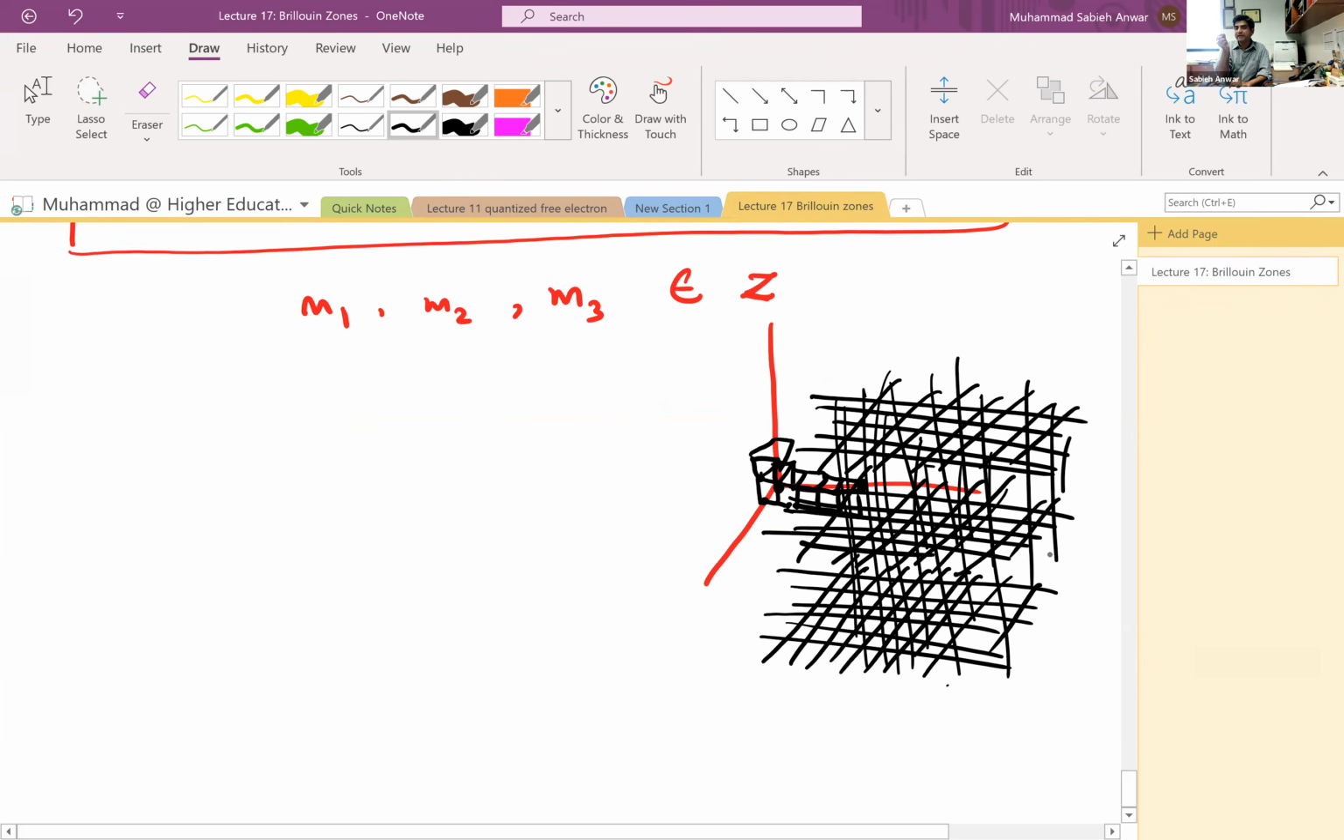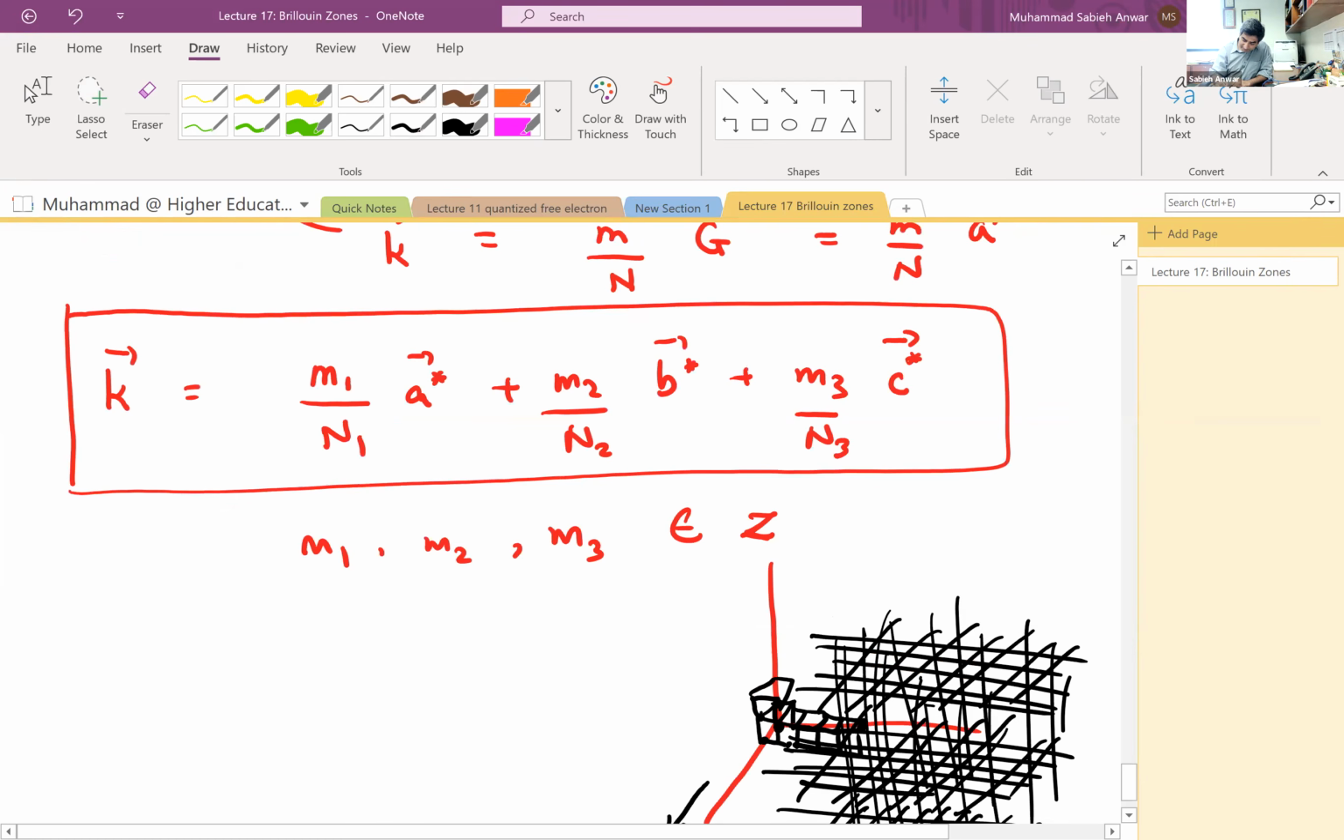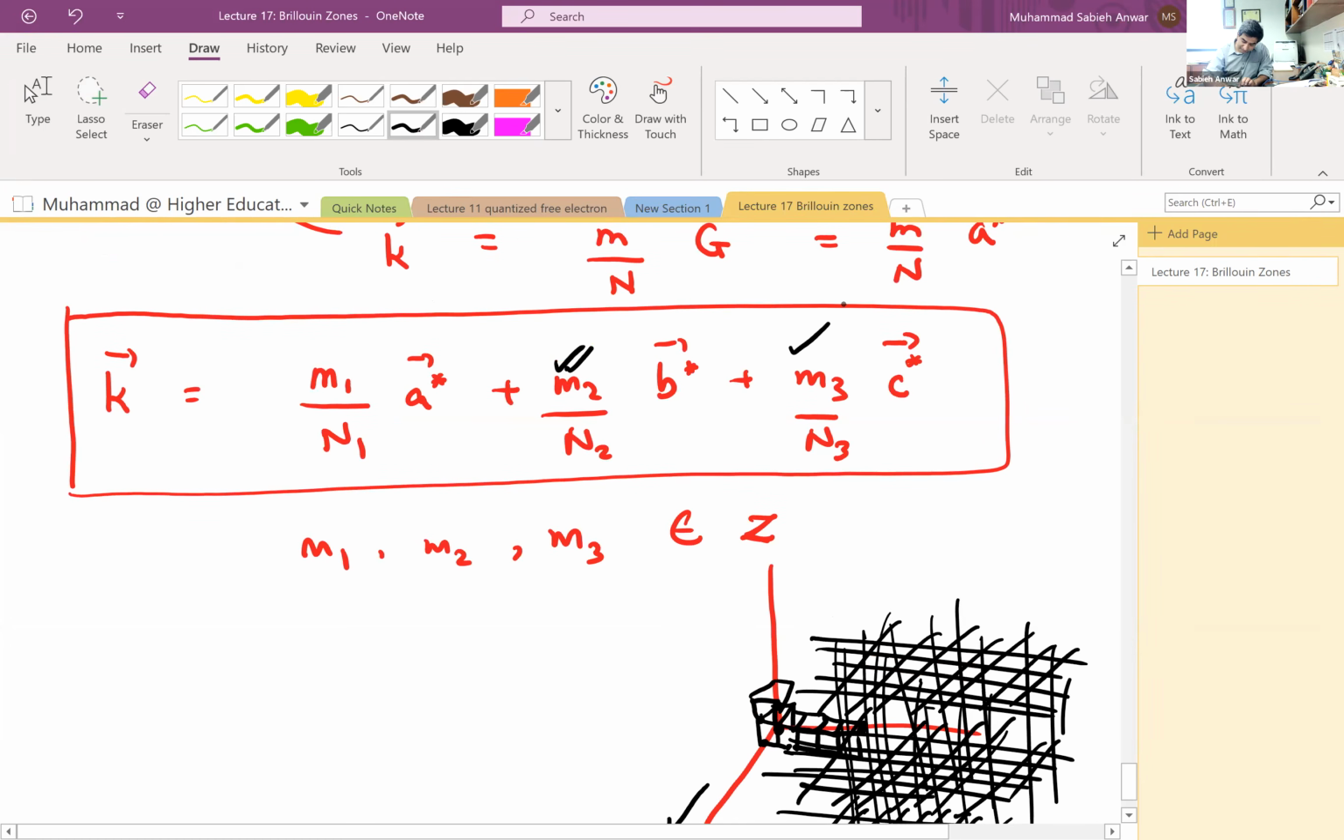And how do you hop from one k point to another? If you hop along the kx direction by 1 unit, that means you're keeping m2 constant and m3 constant and incrementing m1 by 1 unit. That's how you hop along the k points in the x-axis. If you want to hop along the y-axis from one point to a neighboring point, you just increment m2 by 1 unit and keep m1 and m3 fixed. So each point in k space has a certain volume.